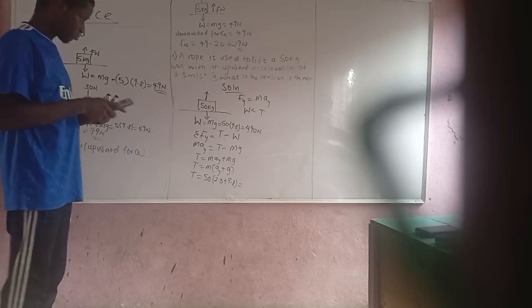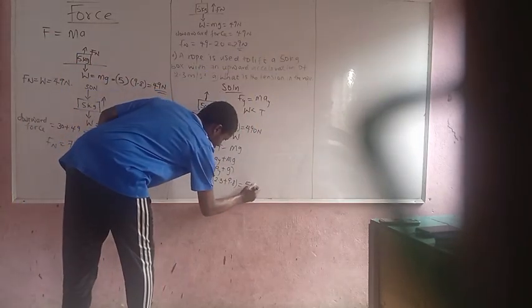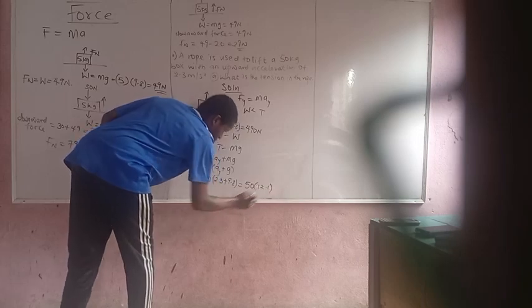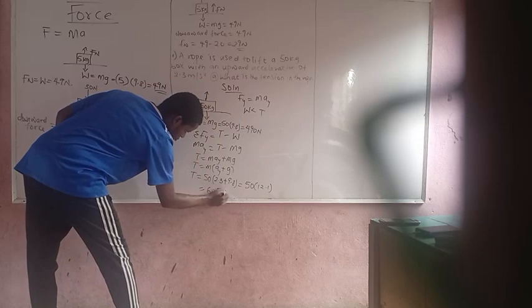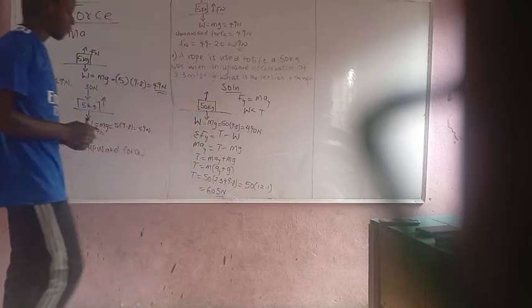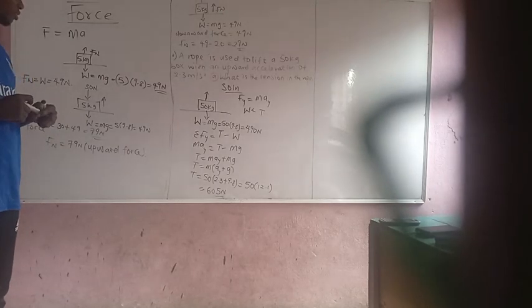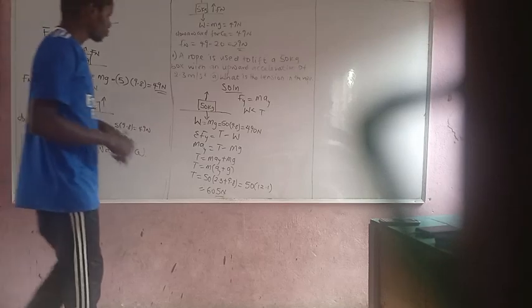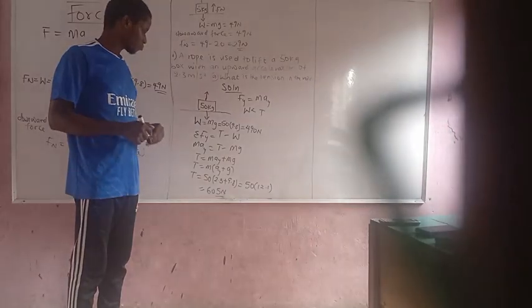So we have 50 times 12.1, which is equal to 605. 605 Newton becomes the tension on that particular rope. Tension on this rope.